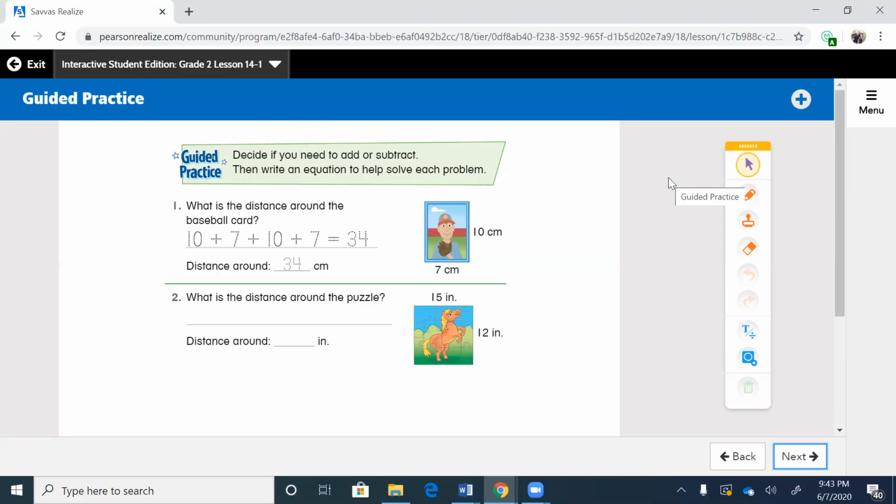What is the distance around the baseball card? And they only give you the two numbers, right? So the distance around is called perimeter. So all you have to do is simply add the other numbers. Whoops, that's a 10. And there's a 7. So it's going all the way around. So you have to add all of those numbers together, okay?